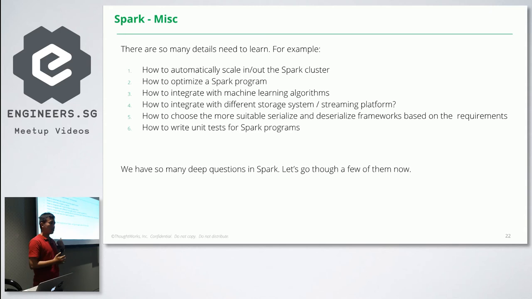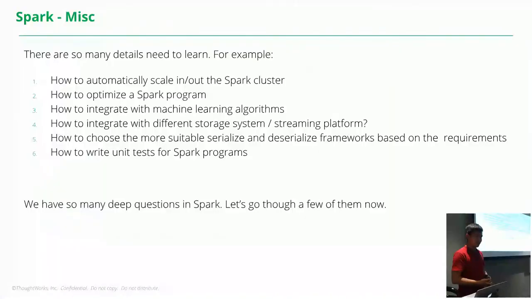And how to optimize a Spark program. Maybe a lot of people care about this because I write a program and I find it actually runs much slower than I expect. Maybe you initialize a lot of partitions and a different stage of shuffle, and you use reduceByKey instead of combineByKey. There are so many considerations for optimizing the Spark program.